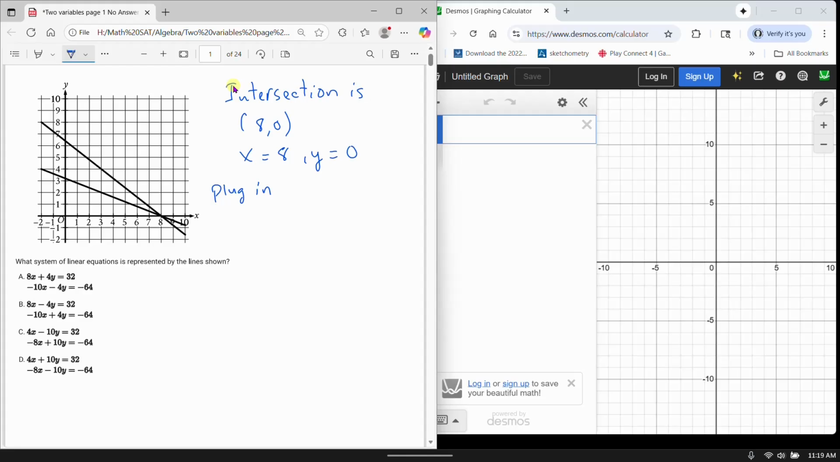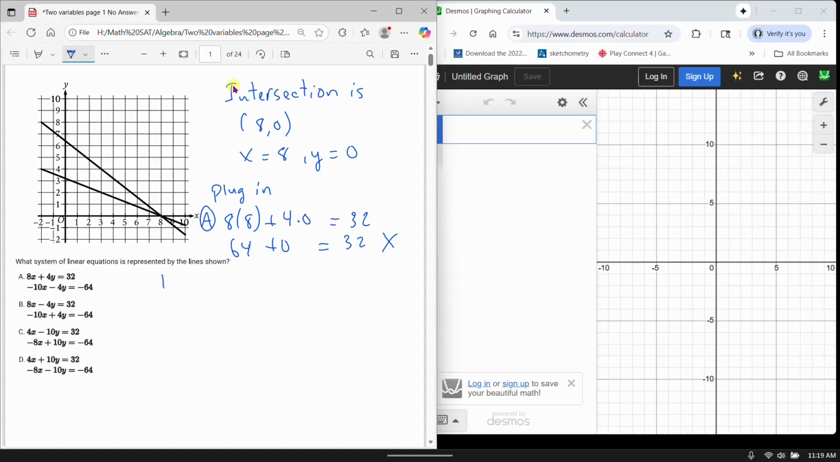For example, I'm not going to plug in every single choice, but let's see. I'm going to choose choice A because right now I don't know what the answer is. So I'm going to do 8 times 8 plus 4 times 0. I want to see if it's equal to 32. So 8 times 8 is 64, plus 0. Is this 32? No.